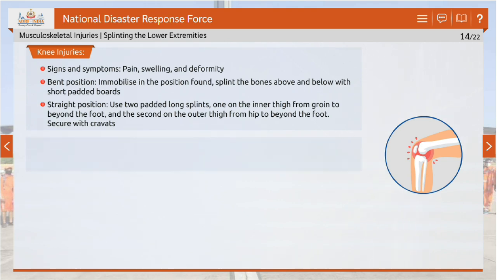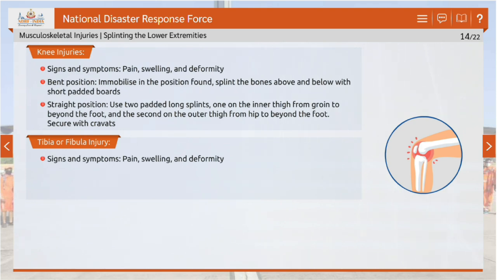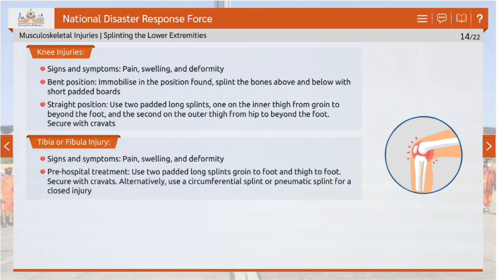Secure with cravats. Tibia or fibula injury. Signs and symptoms: pain, swelling, and deformity. Pre-hospital treatment: use two padded long splints, groin to foot and thigh to foot. Secure with cravats. Alternatively, use a circumferential splint or pneumatic splint for a closed injury.